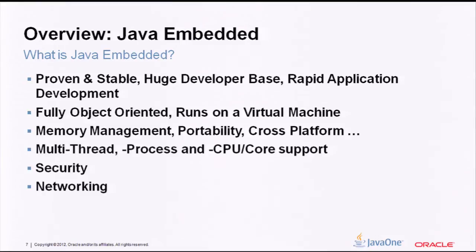Also, you get the goodness of Java. You get fully object-oriented, runs on virtual machines. There's memory management. And now, with all the ARM chips becoming multi-core and multi-processing, you want to be able to take advantage of that also, and Java does that automatically under the covers for you. So you get multi-threaded support, multi-processing support, and multi-core support. And then, of course, very importantly, the security and networking of Java comes along with Java Embedded.